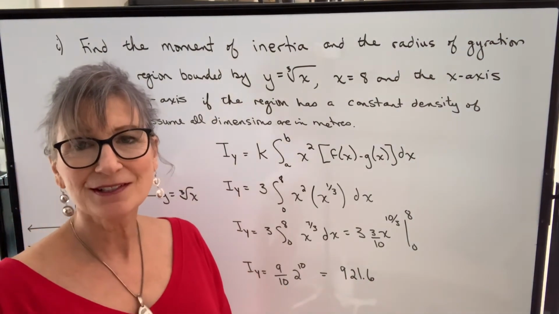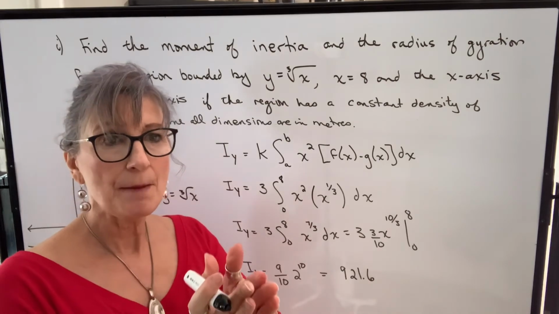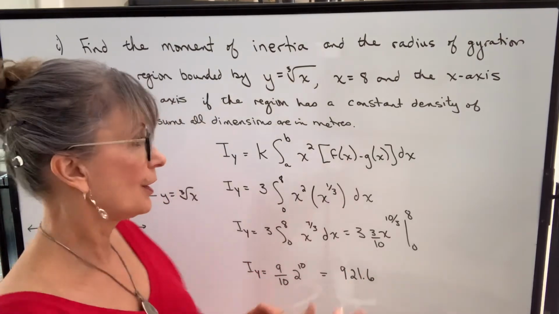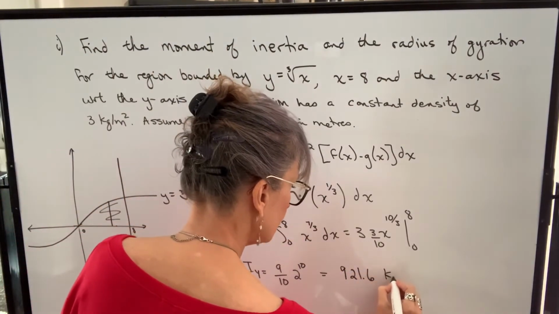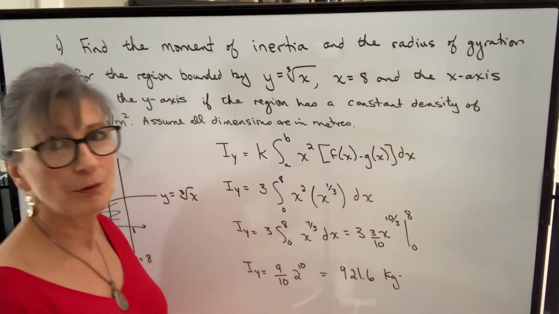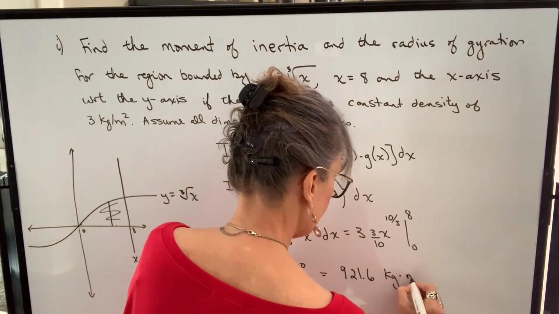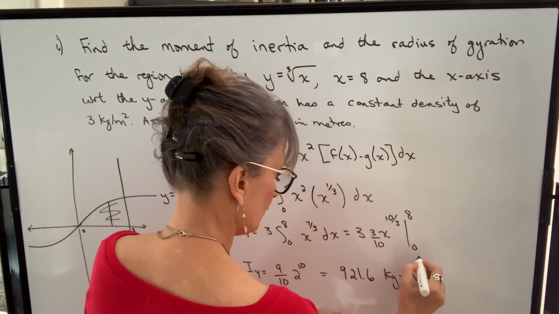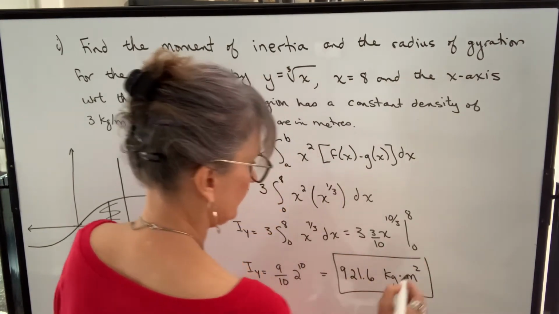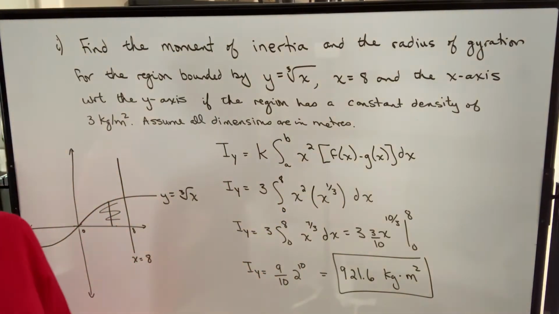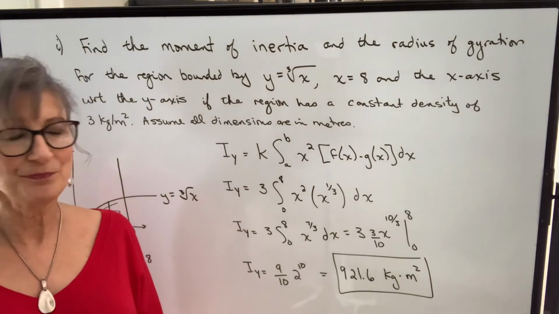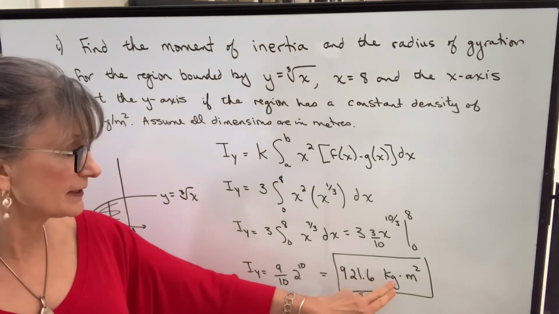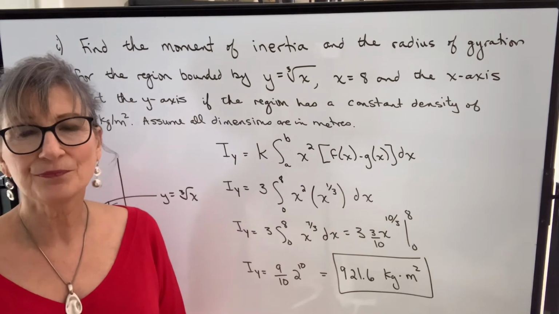You need your units. Remember, your units are mass times radius squared. Our mass is in kilograms times our radius is in meters, so times meters squared. So that would be the correct unit for that moment of inertia. 921.6 kilograms times meters squared.